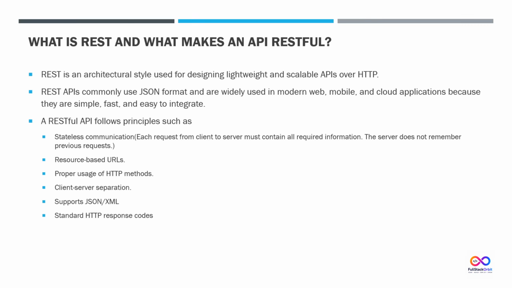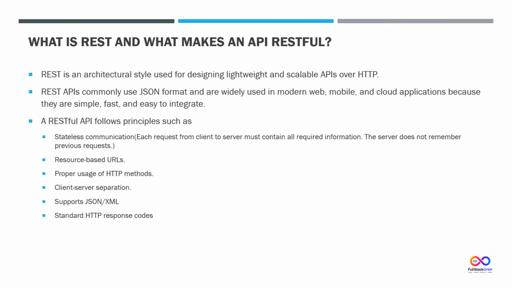The fourth principle is client-server separation. Front-end and back-end are completely independent. The client only sends requests and the server only returns responses. Because of this separation, front-end and back-end can be developed independently. The fifth principle is support for standard data formats. REST APIs commonly support JSON and XML, but nowadays JSON is the most preferred format.